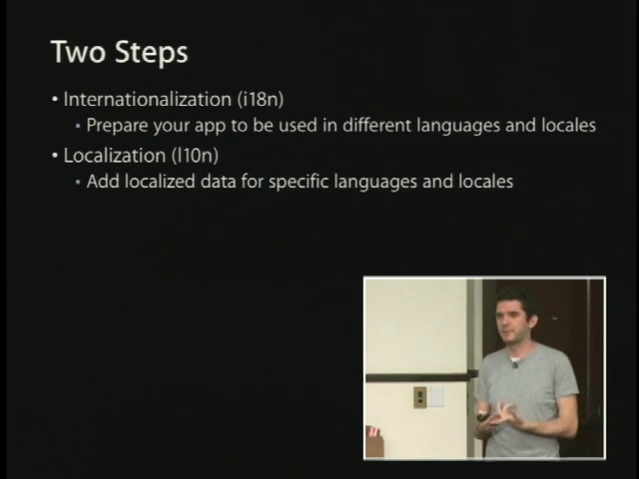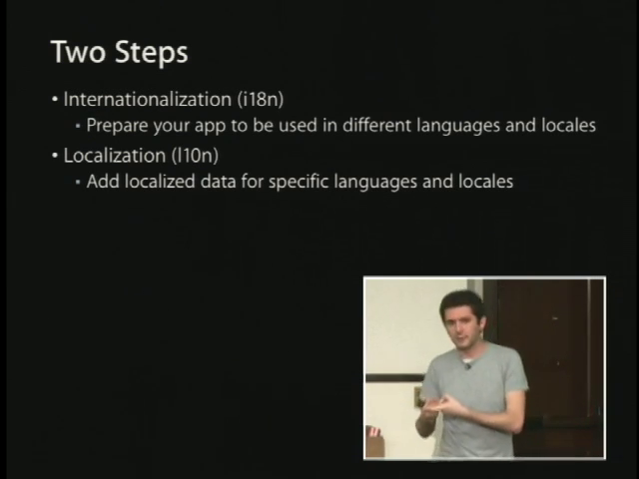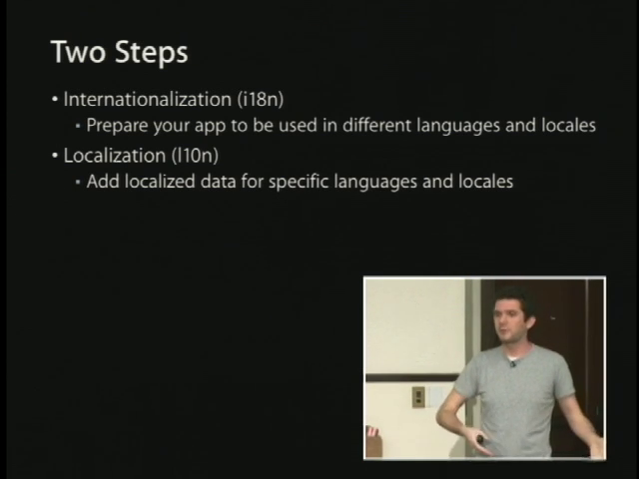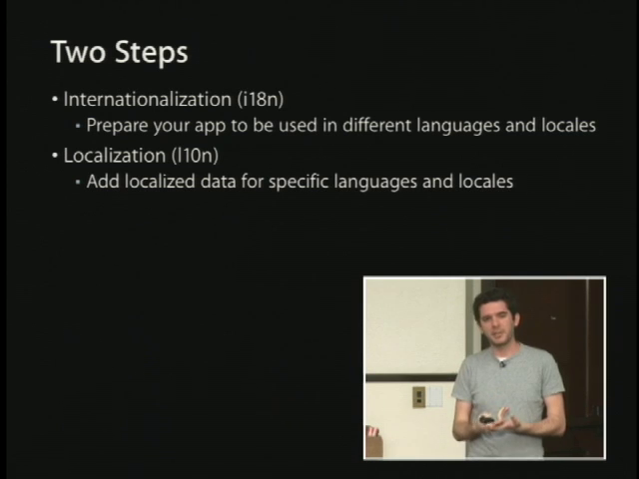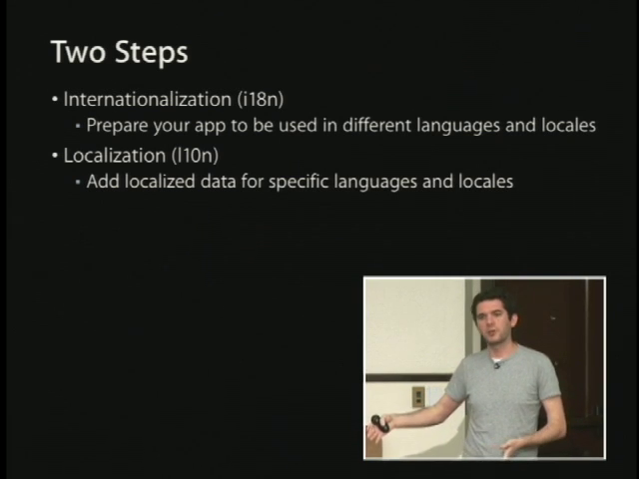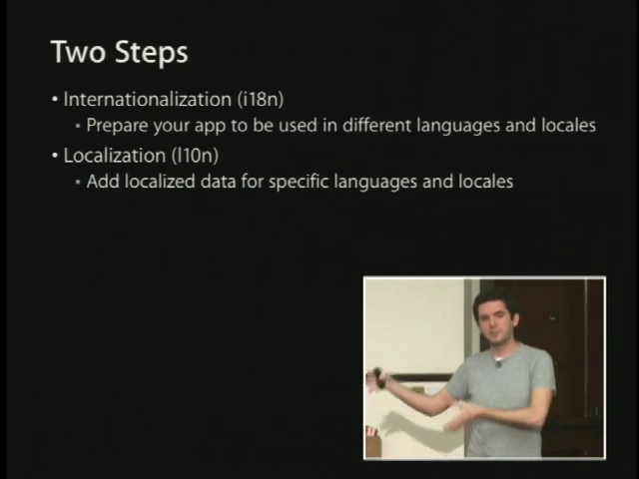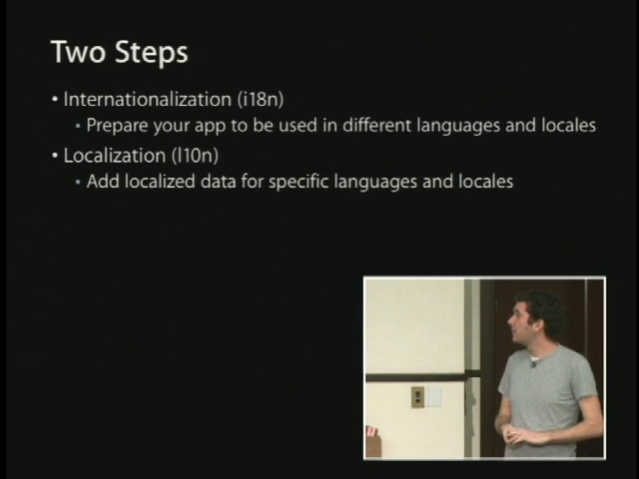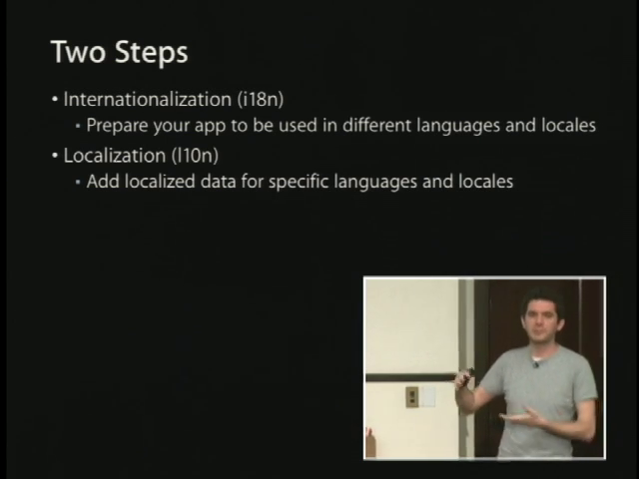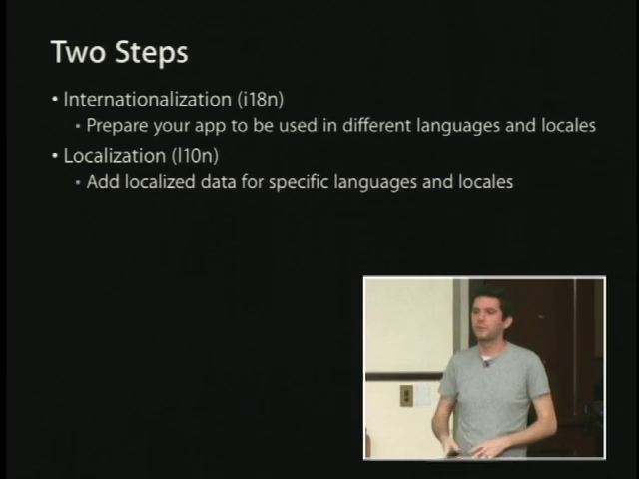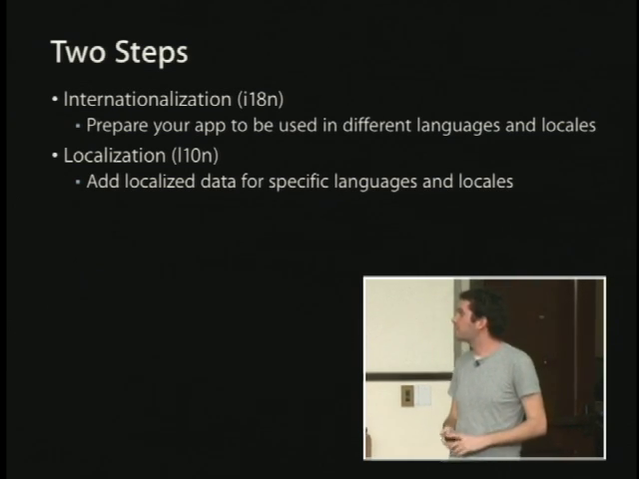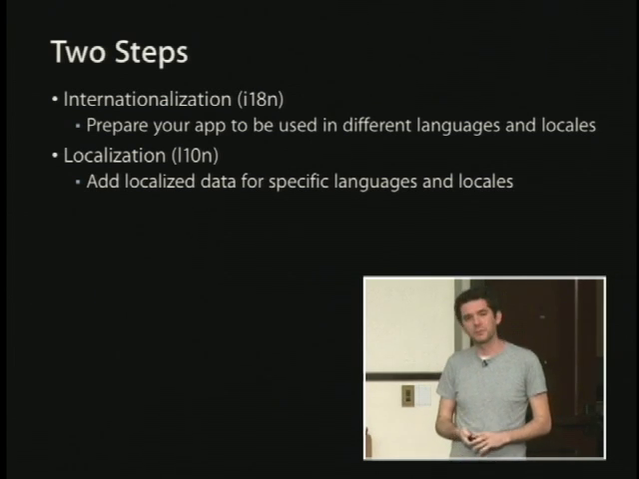So there's really two steps to this. The first is internationalization. And this is usually the kind of step that'll be done by the programmer while you're doing development. Basically, you prepare your application to be localized. You'll set it up so that your nibs can be in separate lprojs, and you'll set it up so that your strings are loaded out of these strings files. Basically, you'll make it such that you can pass off the nibs and the strings files to a localization team, or yourself if you're multilingual, and actually have them change the strings and change the nibs to work with whatever language you're trying to support. And so that's the second step, localization, where you actually add the data that's specific for the different languages and locales.